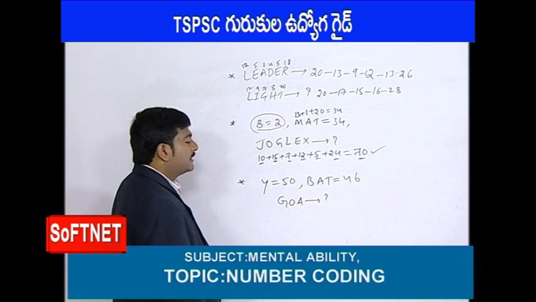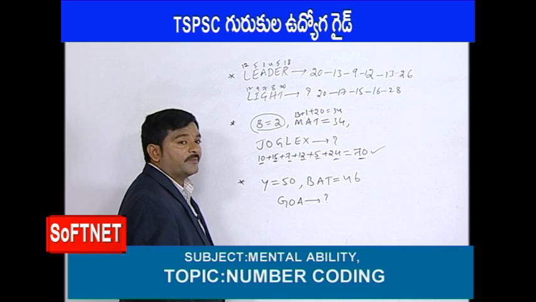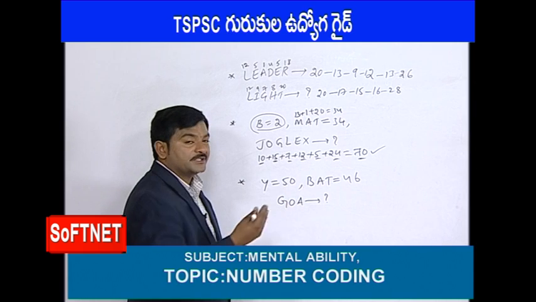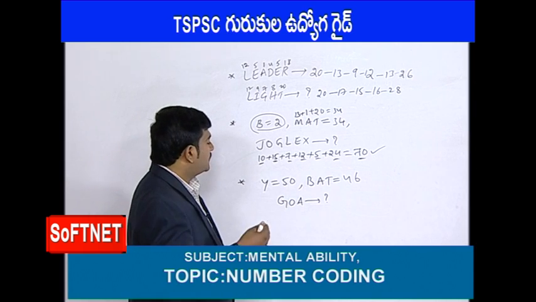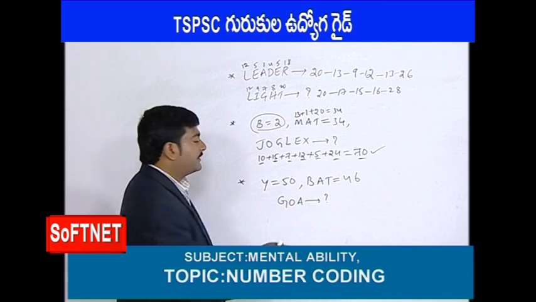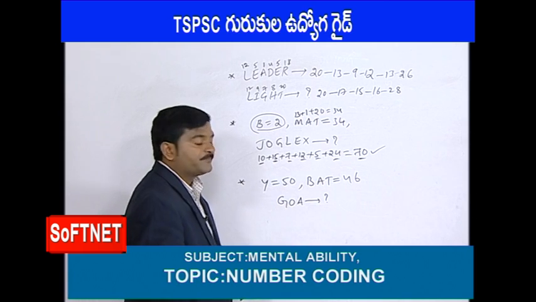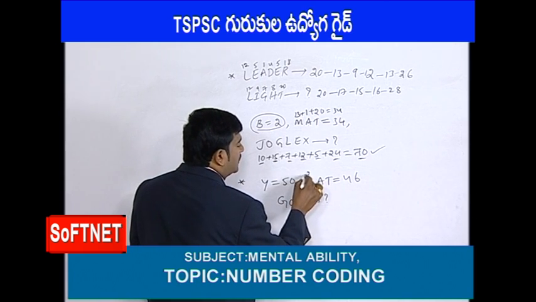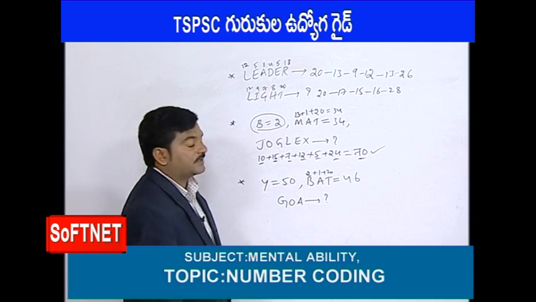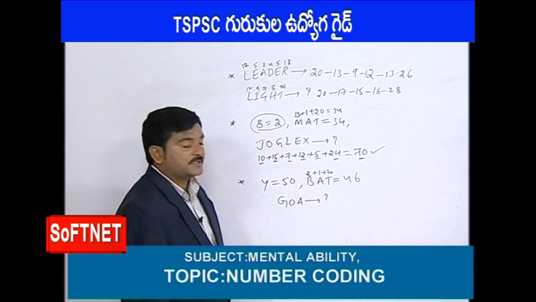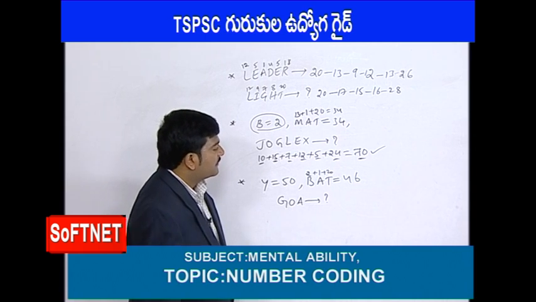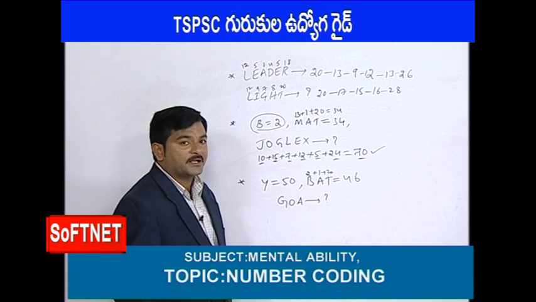Okay, for example, usually in English alphabets, Y means how much? 25. But instead of taking 25, how much he taken? 50. What does it mean? 25 plus, again he doubled that, 25 plus 25, how much? 50. Okay, so now observe this. B means 2, A means 1, T means 20. 20 plus 1, 21, 21 plus 2. How much are you getting? Are you getting 46? Yes. If you double that, we are getting 46.